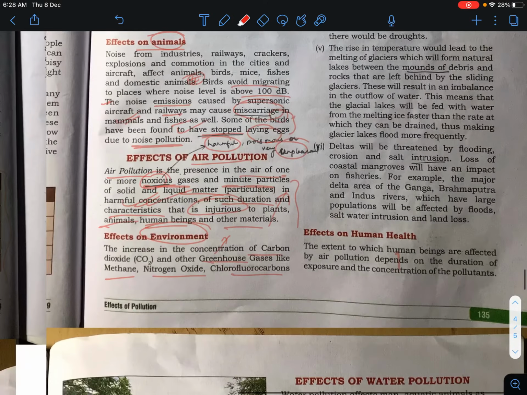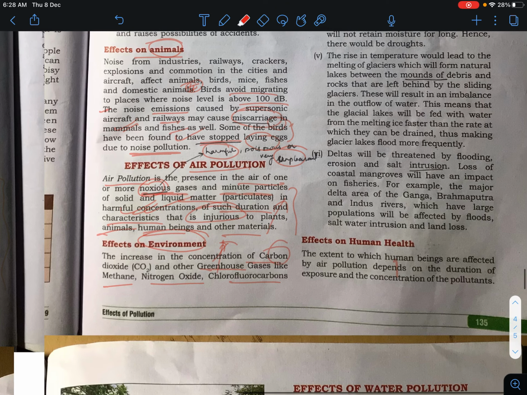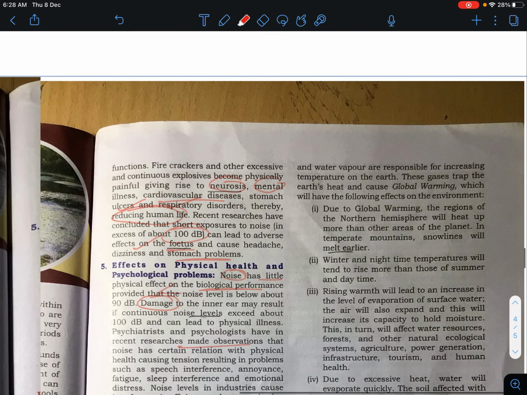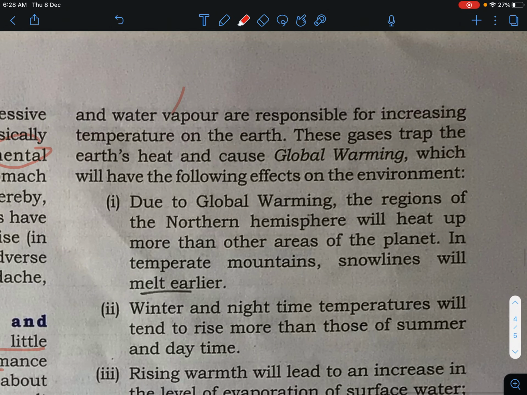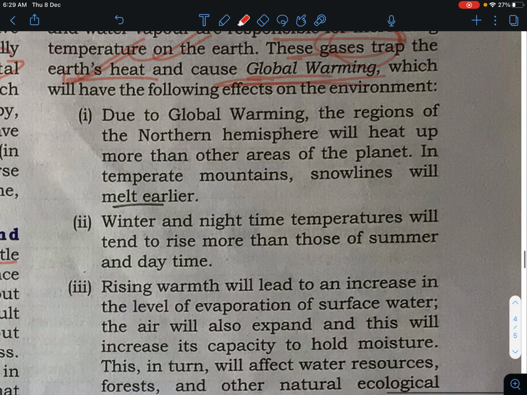We are talking about air pollution. If there is an increase in the concentration of greenhouse gases, this is responsible for increasing the temperature on the earth. These gases trap the earth's heat and cause global heating or global warming, which has the following effects on the environment. First, due to global warming, the regions of the northern hemisphere will heat up more than the other areas of the planet.